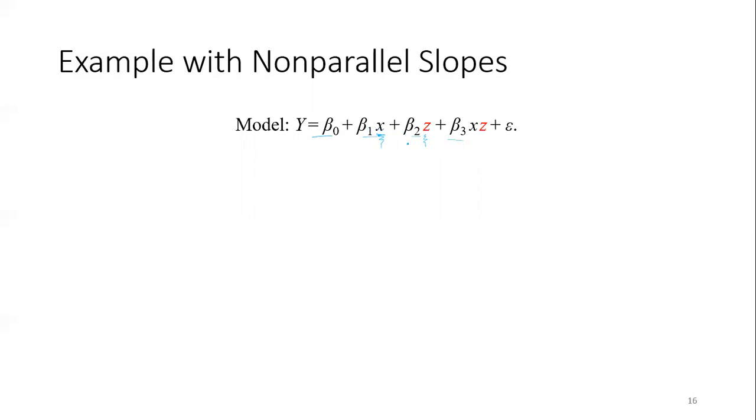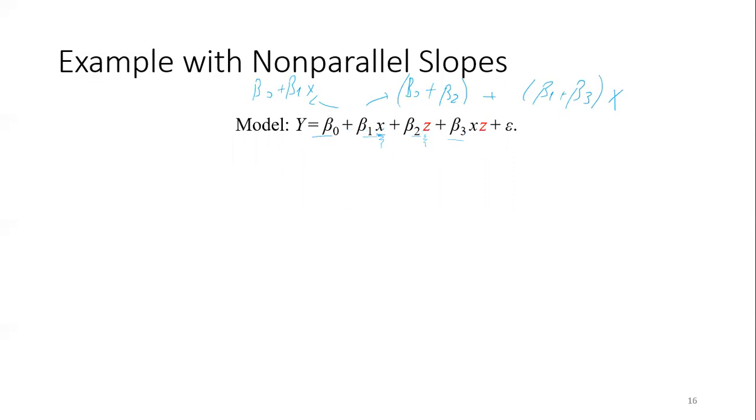And what you have is that if z is equal to 0, you have something like this, beta 0 plus beta 1x, right? Z is 0, so this one cancels, this one cancels. If z is equal to 1, then you have something like this. Beta 0 plus beta 2 as the intercept, and you have beta 1 plus beta 3, okay? Plus beta 3x, okay? Great.